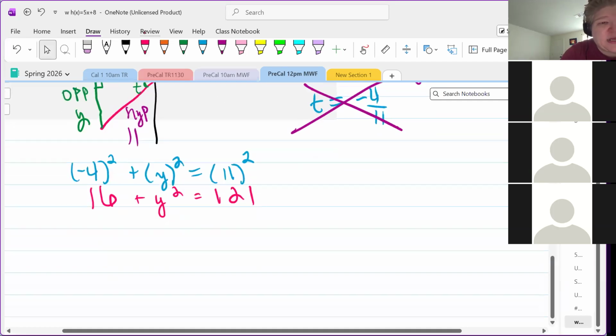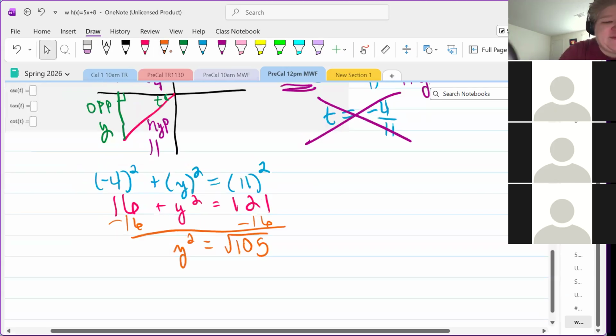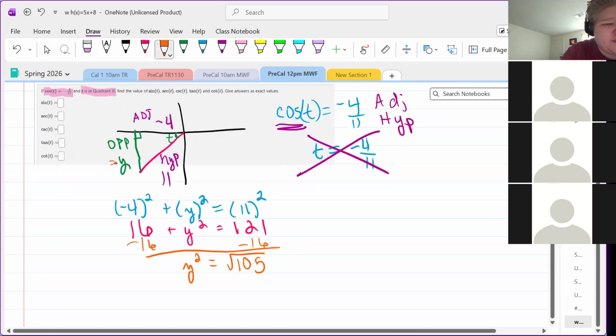All right, now we're going to solve. I minus the 16. And this gives me y squared equals 105. Which is 3 times 35. That is 3 times 5 times 7. So it's a composite number, but it doesn't actually simplify in terms of a square root. So we're just going to leave that as the square root of 105.